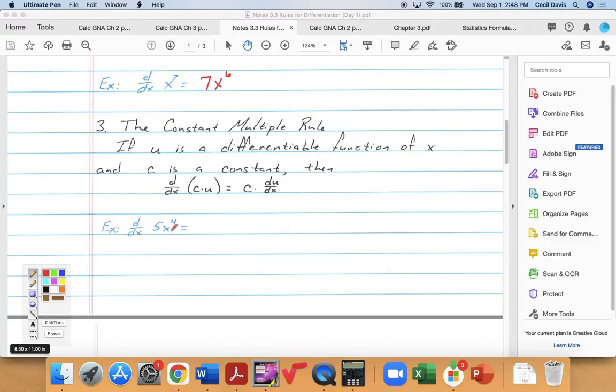Okay? And if you think about it, when you multiply an expression times a constant, you stretch it vertically that many times, right? So it would make sense that the slope would be that many times greater. So the derivative of 5x to the fourth is 5 times the derivative with respect to x of x to the fourth.